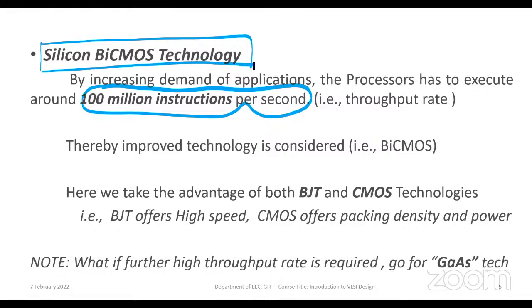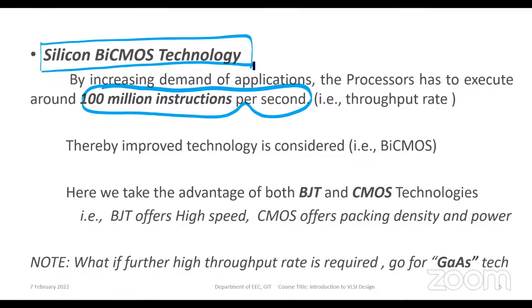Okay, so if you want to improve the throughput rate of a processor, normally we need to change the IC technology. It may be from the silicon IC technology to some gallium arsenide technology, or sometimes we will go for the FinFET technology, or it may go for tunnel FET technology. Different types of technologies are available. The main reason to migrate from one IC technology to another is that we want to improve the throughput rate of a processor. That means how many instructions the processor can execute in a second.